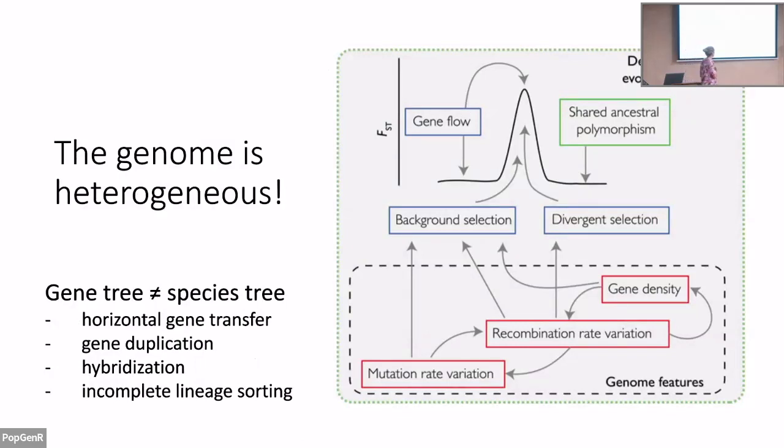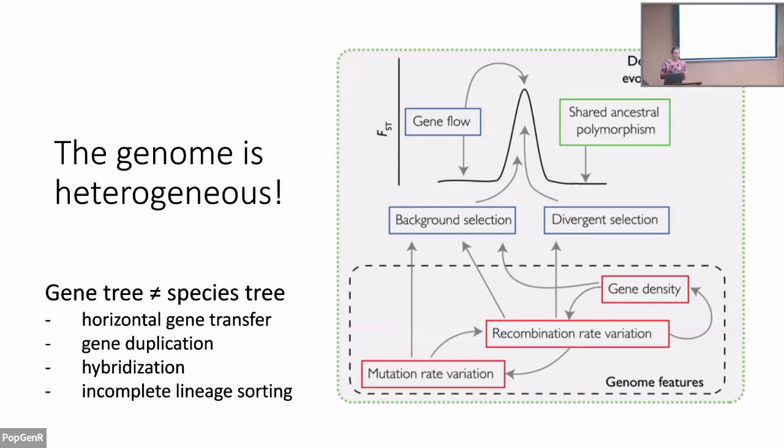I thought this was just a nice depiction of all the processes that make resolving evolutionary history quite complex. So we know that the genome's heterogeneous, we know that there are different mutation rates, recombination rates, different processes of selection, gene flow. It's not one thing happening to the entire genome. Different parts of the genome are under these different pressures and histories, and this means that any SNP or gene tree doesn't always equal the species tree.